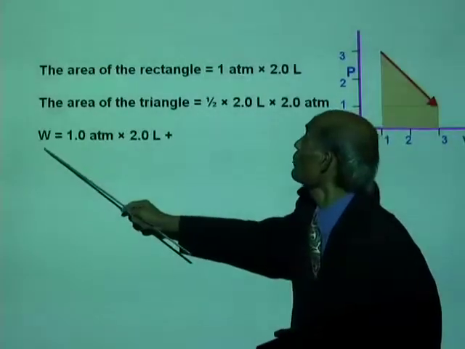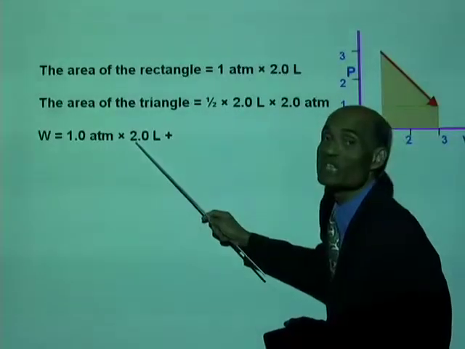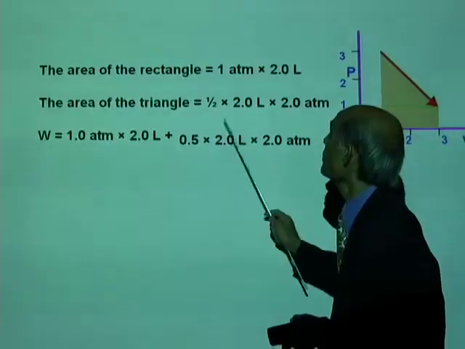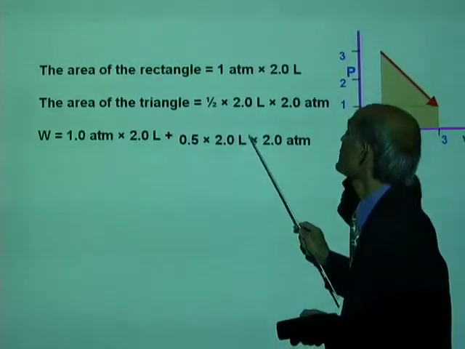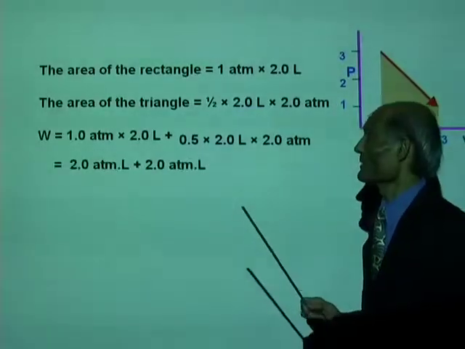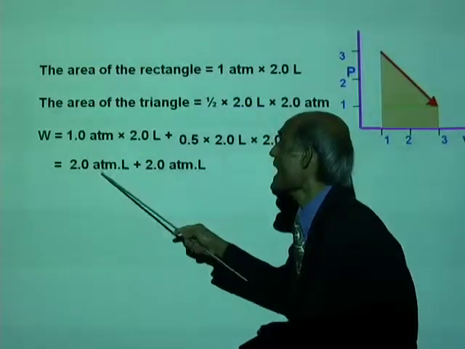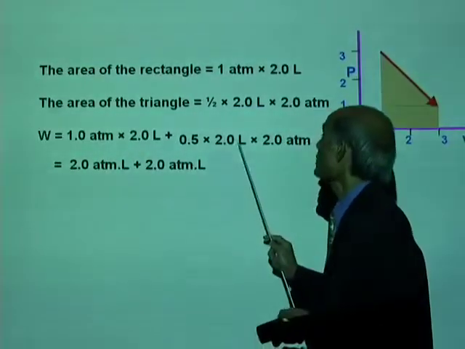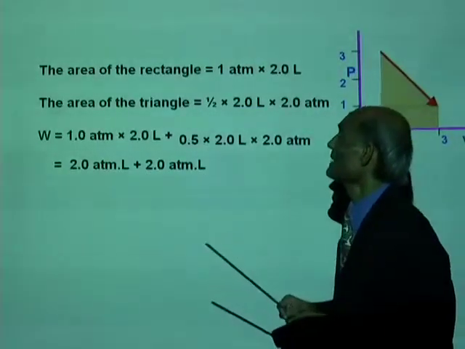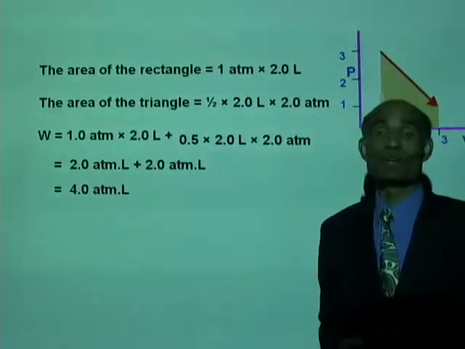So, total work done is 1 atmosphere times 2 liters plus, this will be 1/2 times 2, 0.5 times 2 liters times 2 atmosphere. That will be, look at this, 1 times 2, this is 2 atmosphere liter plus, this is also 2 atmosphere liter. That is a total of 4 atmosphere liter is the work done.